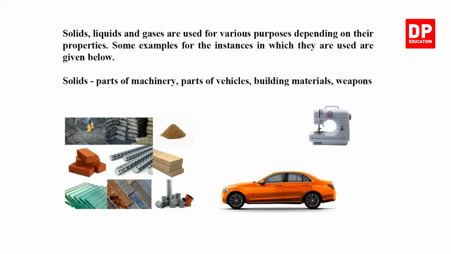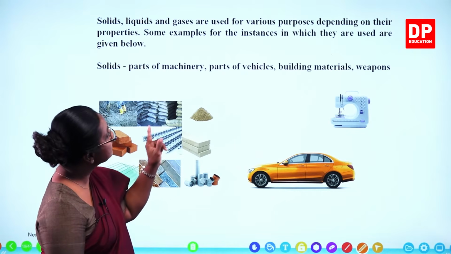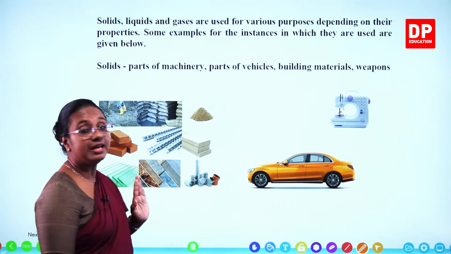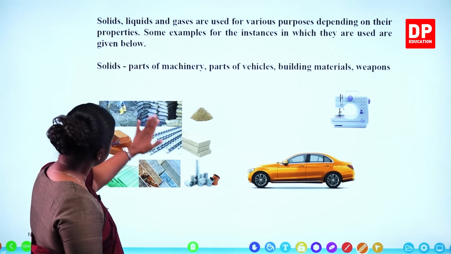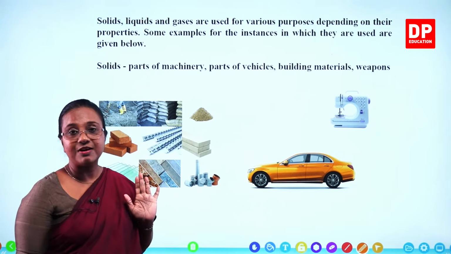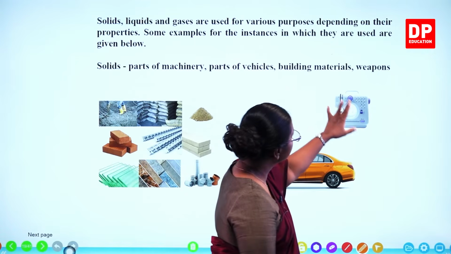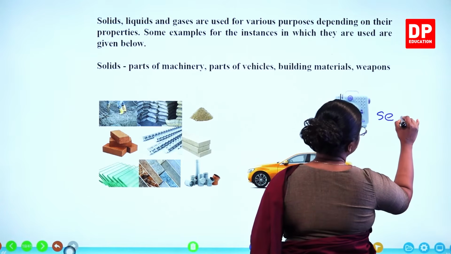Here we look at some uses of solids, liquids and gases. Solids, liquids and gases are used for various purposes depending on their properties. Some examples of instances in which they are used are given below. Under that, we will look at examples of solids where they are used in day-to-day life. If you look at these diagrams, you can identify what they are. The first example is parts of machinery. Here you can see a sewing machine, or any type of machine.